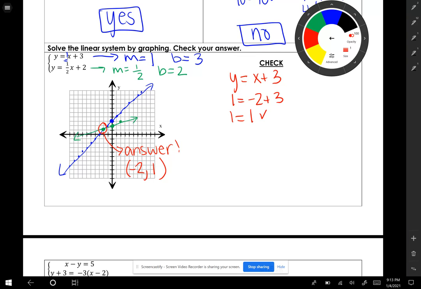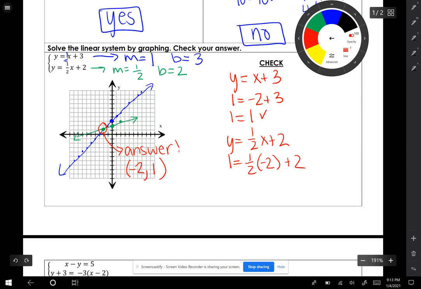Now let's make sure it works in the second one. y equals 1/2 x plus 2. So I get 1 equals 1/2 times -2 plus 2. Half of -2 is -1, and -1 plus 2 is 1. It worked in that one, so that means we did it right. If your checking didn't work out, that means either you didn't simplify correctly in your checking or you graphed your problem wrong, and you'll need to go back and figure out what you did wrong.